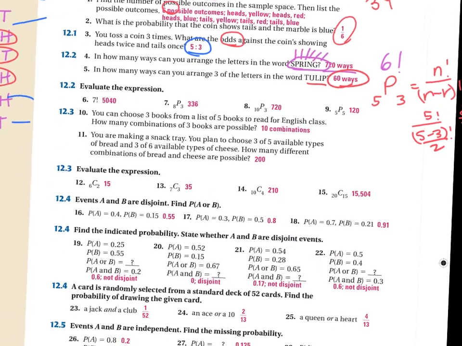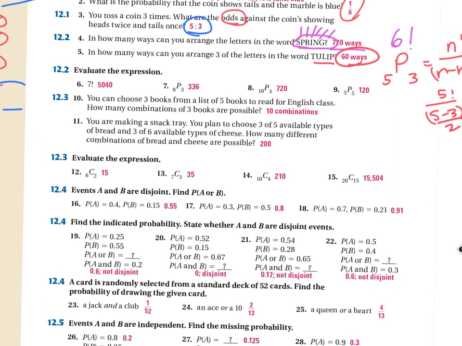So the good news is there's not a ton where you got to figure stuff out. There's some straightforward stuff with factorials, with the permutations in that notation. And then you've got to figure out a couple other stuff like this. So you can choose 3 books from a list of 5 books to read for English class. How many combinations of books are possible?